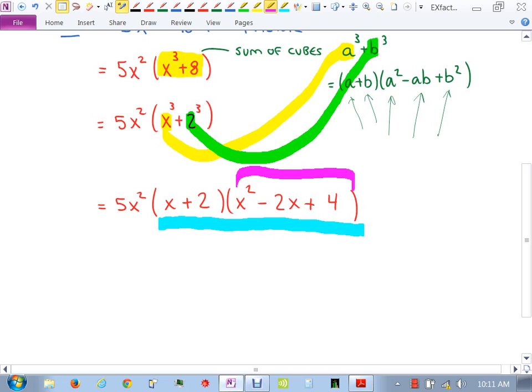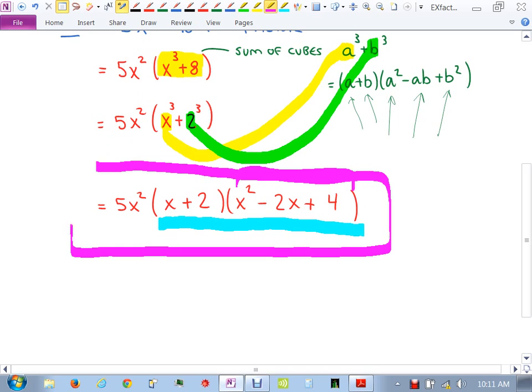So we can stop here. You can try it yourself with your AC method. It's not going to work. You're never going to find the numbers that you need to make that work. So we stop here. That's our answer. Okay, so a little GCF there with the sum of cubes formula. Yes?